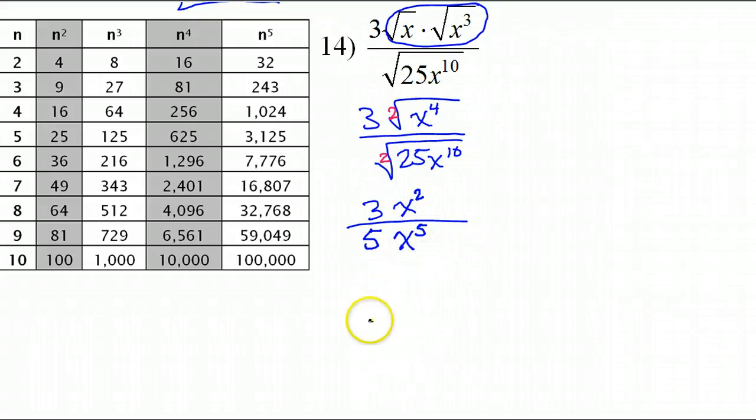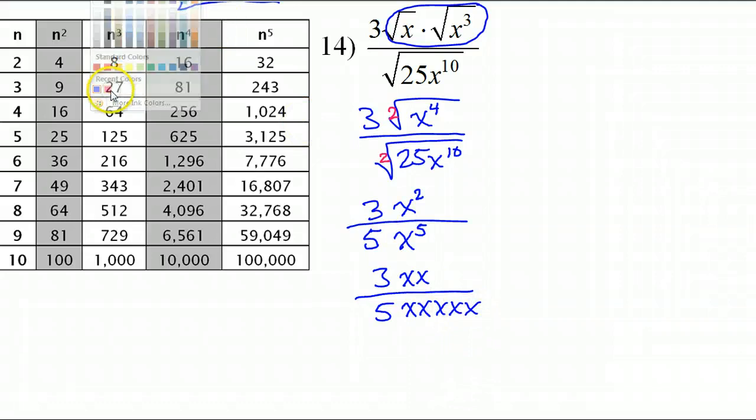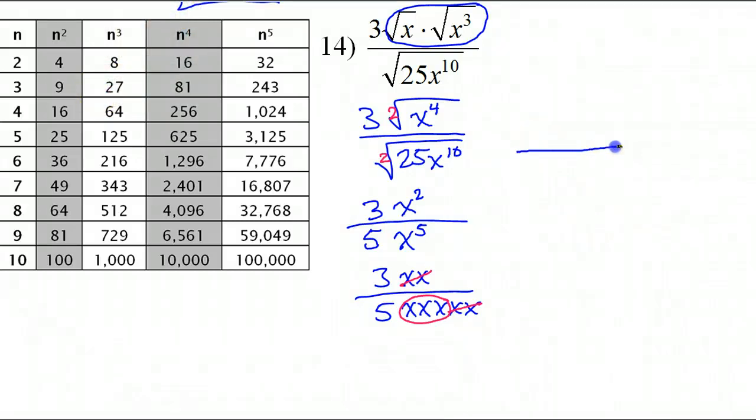You should be able to do this in your head. But in your head, you should be picturing this is 3, and x squared is like having x times x. And down here, this is 5. And then x to the 5th power is like having 1, 2, 3, 4, 5 x's. Now, these two x's are canceling out 2 of these x's. And that leaves behind 3 x's. So that's why the final answer is going to be 3 over 5x to the 3rd power.